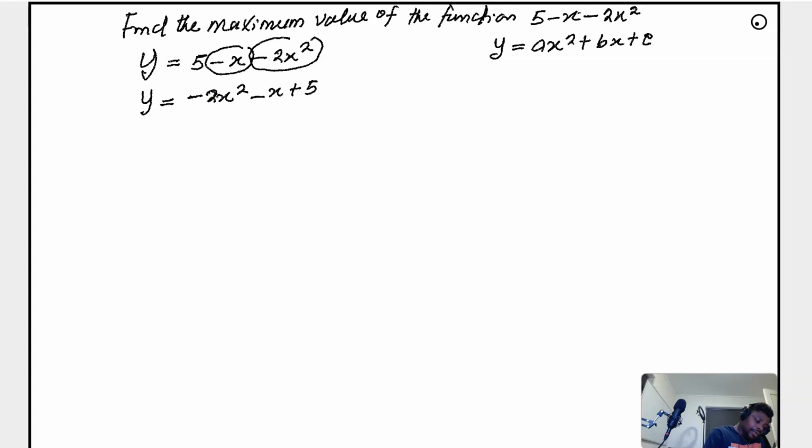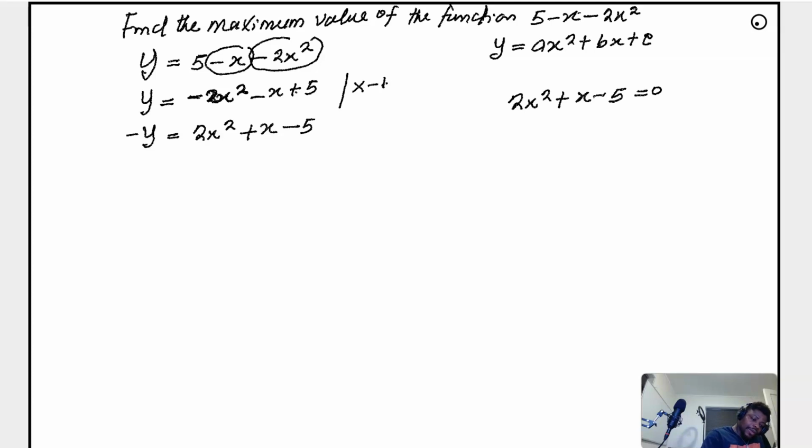Now, because I have a negative in front of x squared, I want to get rid of that negative, so multiply through by minus 1. So minus 1 times y, that is minus y. Minus 1 times minus 2, that is 2x squared. Minus 1 times minus x, that is plus x. Minus 1 times plus 5, that is minus 5. Okay, so we can now take this and apply our normal completing the square.